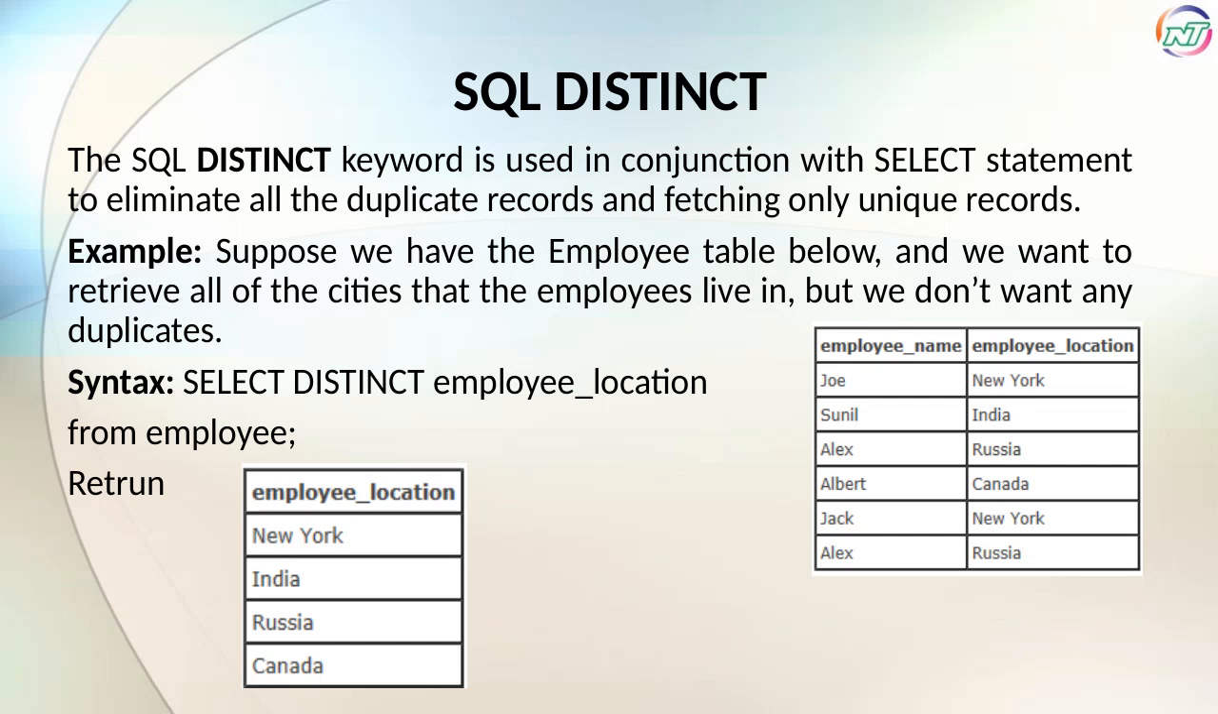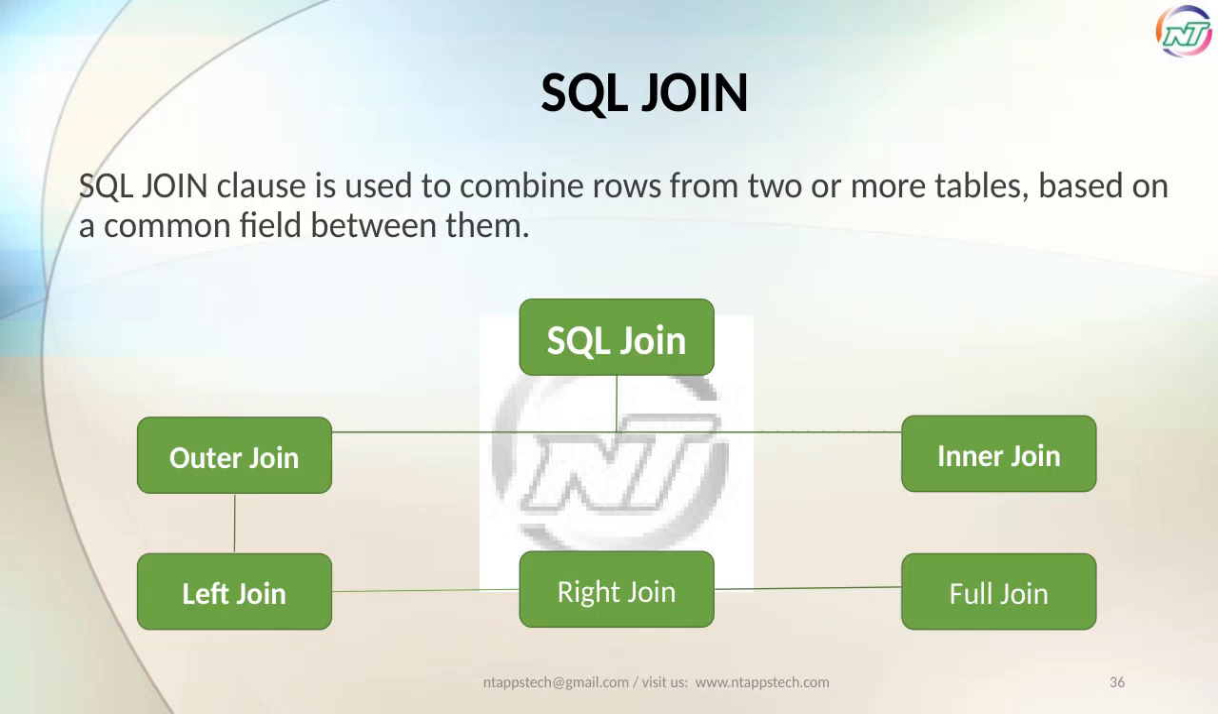Instead of just selecting all employee locations, which could include duplicates, adding distinct ensures that each city appears only once in the result. For example, if we write select distinct employee location from employee, the output will show New York, India, Russia, and Canada each just one time, regardless of how many employees are from those places. This makes it easier to see the unique locations without any repeats.